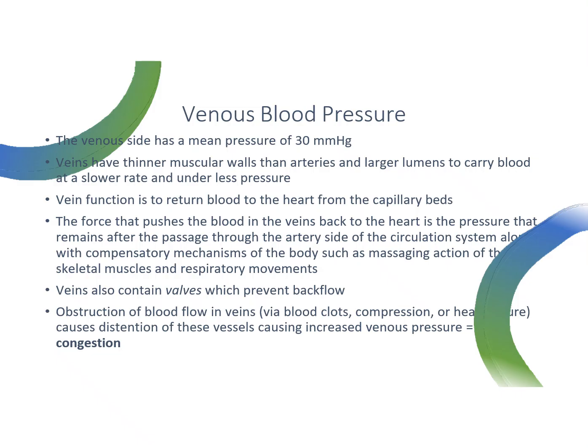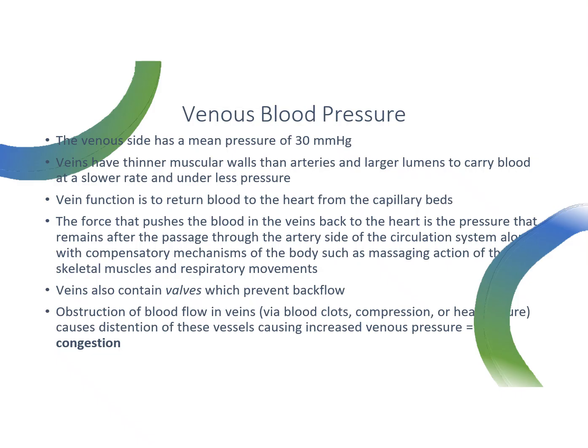Veins have thinner muscular walls than arteries, they have larger lumens, and there is less muscle in the tunica media. From a histology standpoint, this is why veins often look collapsed, irregular, or folded on slides. They're not bad sections, they're just being veins. The primary function of veins is simple but critical. Return blood to the heart from the capillary beds.